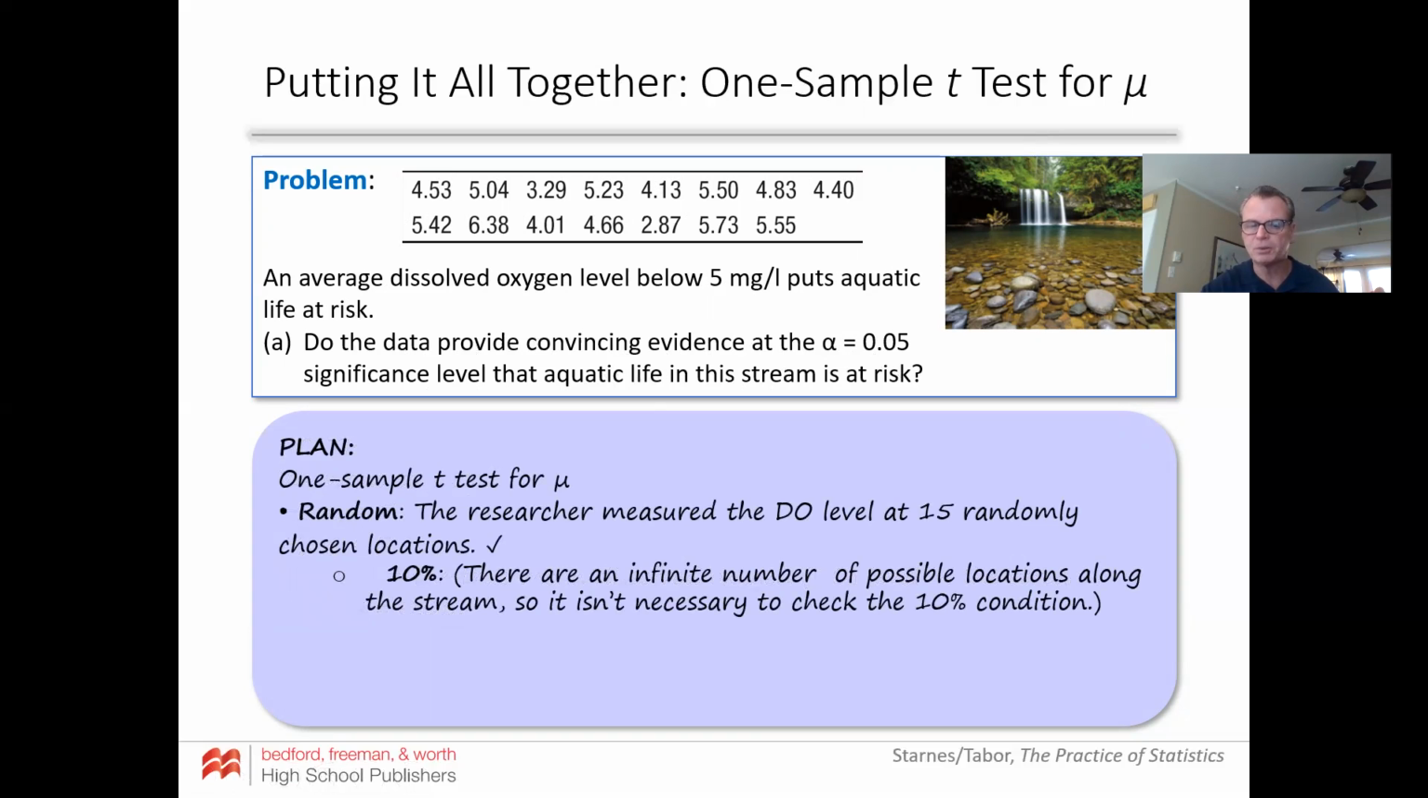So we're doing a one-sample t-test, one-tail test. One sample and one tail are not the same thing. You don't even have to write one sample. You write t-test for mu. All right?